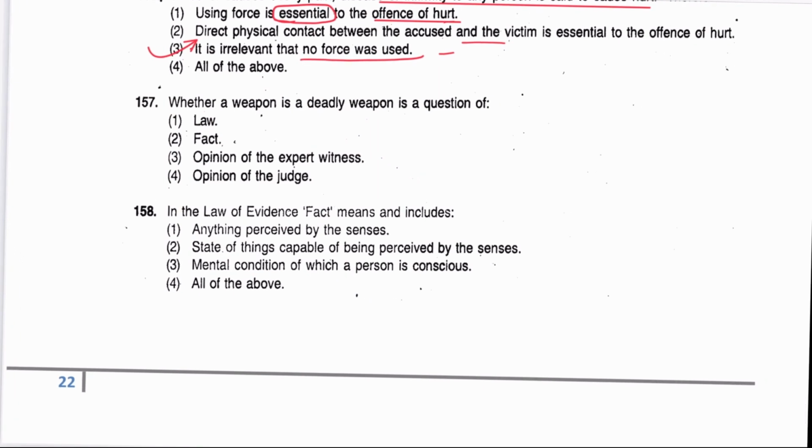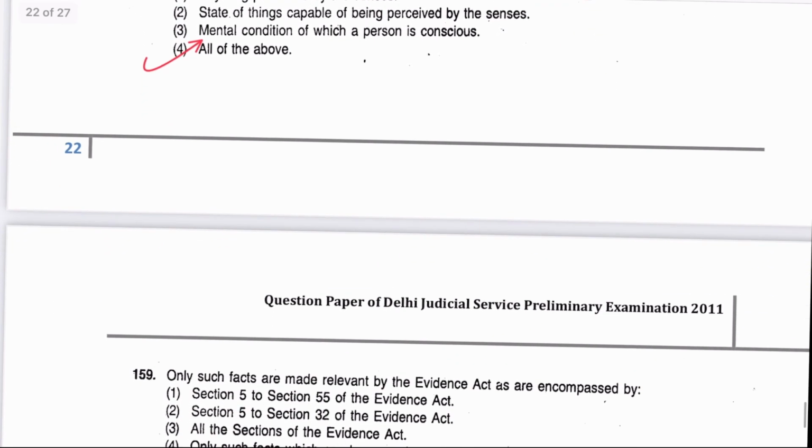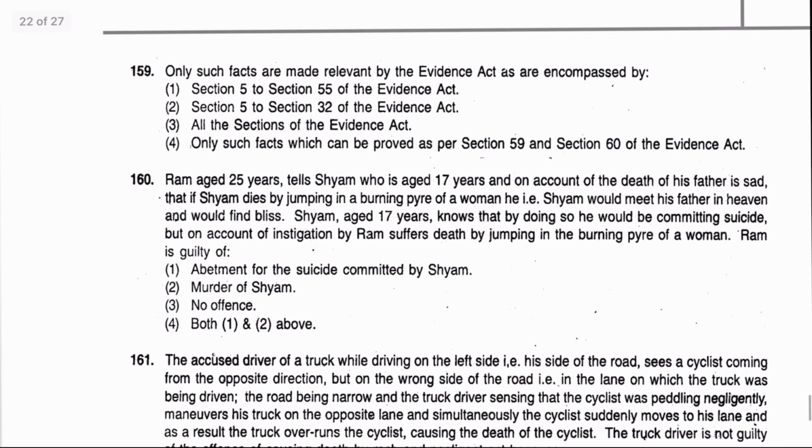Next is 157. Whether a weapon is a deadly weapon is a question of fact. 2 is the answer. Next is 158. In the law of evidence, fact means and includes anything perceived by the senses, a state of things capable of being perceived, mental condition, all of the above. 4 is the answer. Where is it mentioned? It is mentioned in Section 3 of the Indian Evidence Act, interpretations. Next is 159. Only such facts are made relevant by the Evidence Act as are encompassed by Sections 5 to 55. 1 is the answer.